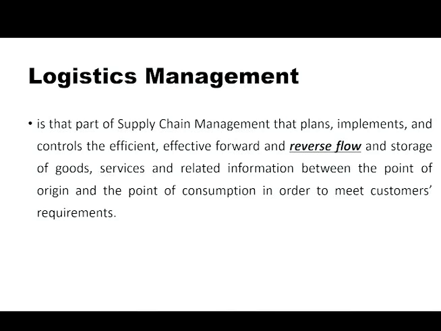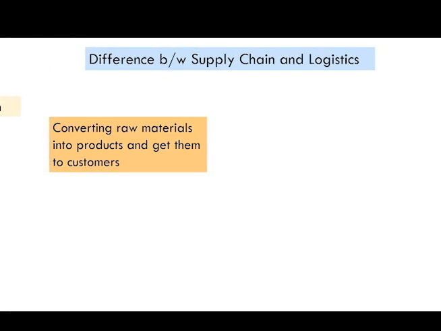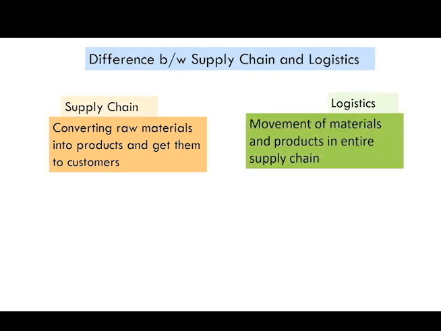So, from having a holistic supply chain definition and the logistics understanding, I want you to discuss the following question. First, let me give you some more differences between supply chain and logistics. Supply chain is the system of converting raw materials into products and getting them to the customer. The whole system.